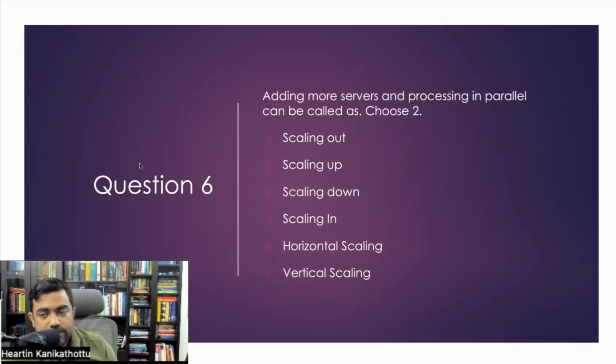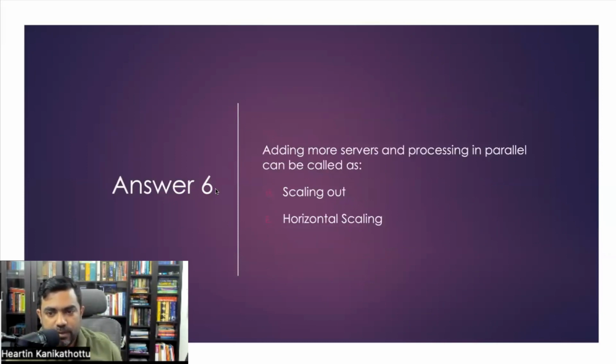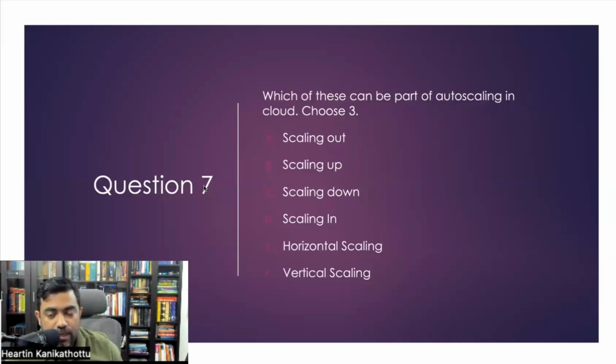So adding more servers and processing in parallel is called horizontal scaling. So one is E. Adding means scale out, right? So it is A and E.